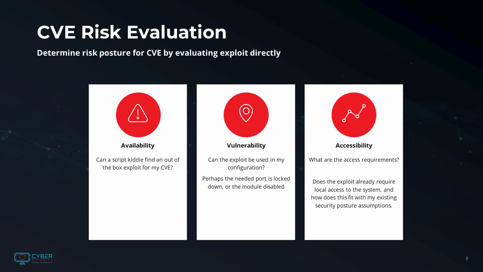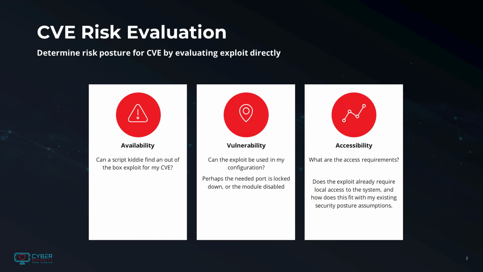Defenders, when they're evaluating a CVE, are of course looking at it not in terms of how they can use it against someone, but how they can ensure it does not get used against them. And part of looking at a CVE and evaluating the risk is evaluating the risks of exploits. One consideration is availability. Can a script kiddie simply find an out-of-the-box exploit for the CVE that I'm worried about? Also, if there is one, am I vulnerable to it? Can the exploit be used in my own configuration? Perhaps the port is locked down or a particular module is disabled, or the exploit requires some sort of accessibility that doesn't apply to my situation?